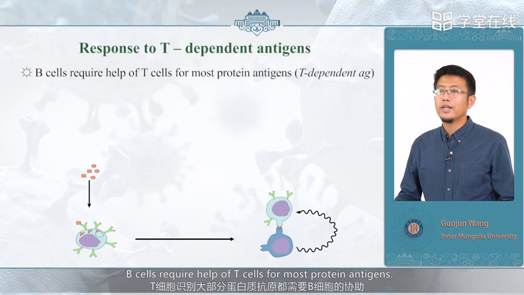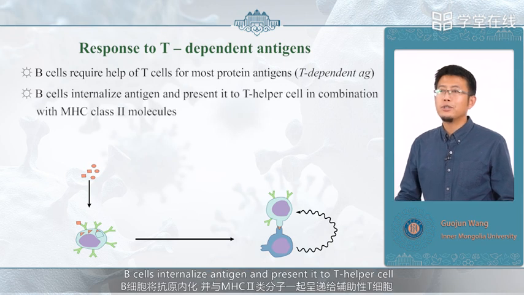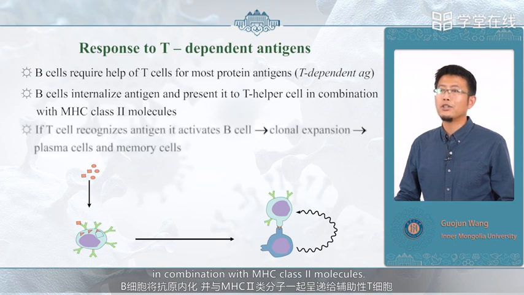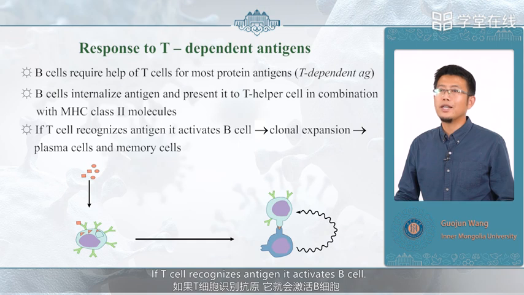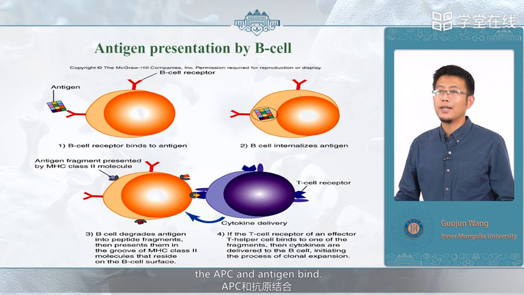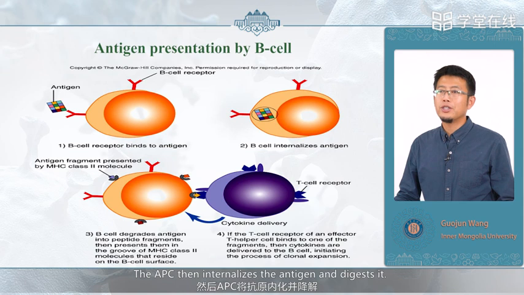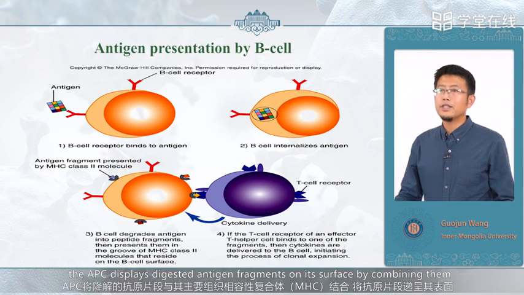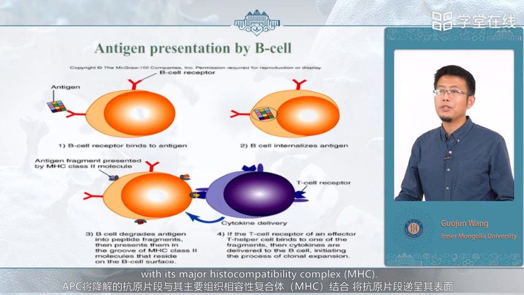B cells require the help of T cells for most protein antigens. The B cell internalizes the antigen and presents it to a T helper cell in combination with MHC class II molecules. If the T cell recognizes the antigen, it activates the B cell. When an antigen-presenting cell makes contact with an antigen that can combine with its particular receptor, the APC and the antigen bind. The APC then internalizes the antigen and digests it. Next, the APC displays digested antigen fragments on its surface by combining them with its major histocompatibility complex, MHC.